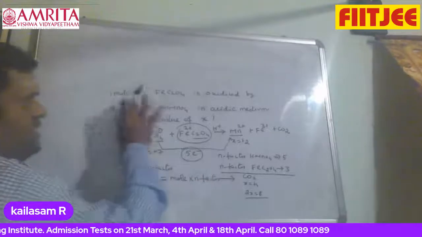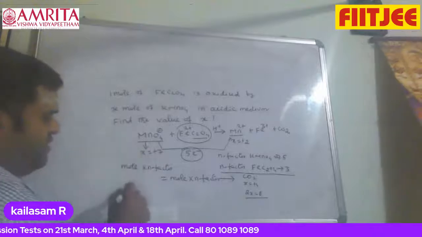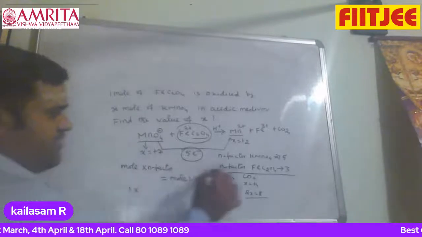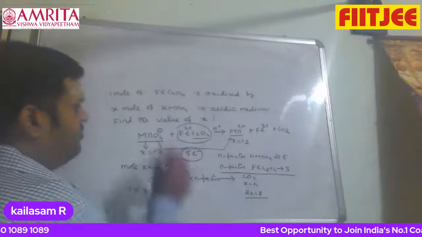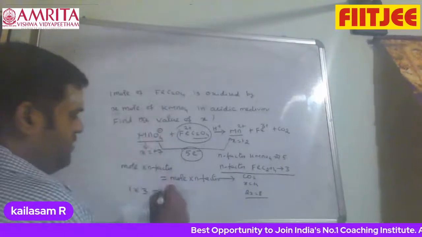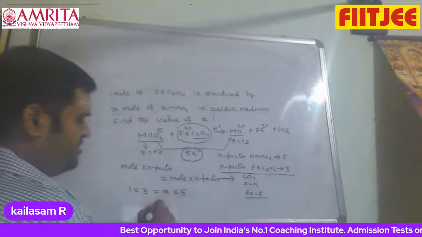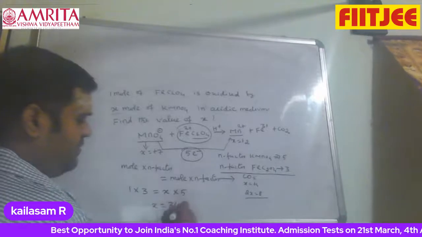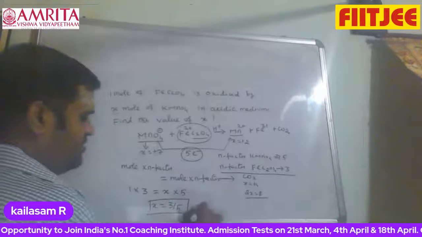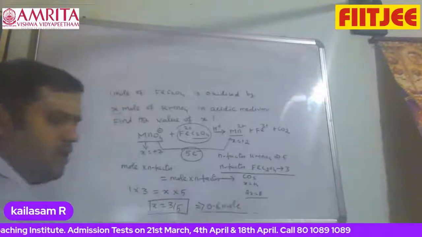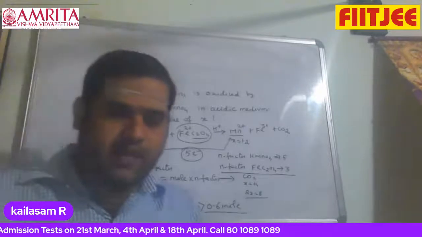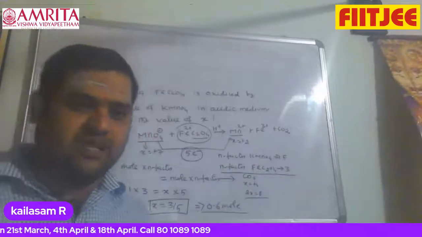Look at this, let us take this is ferrous oxide. Moles of ferrous oxide is 1. What is the n factor of ferrous oxide? 3. Now what is the mole of KMnO4? I given x. What is the n factor? 5. Therefore x is equal to what? 3 by 5. That means you can say as a 0.6 mole. That's all. This is what the JEE mains question may expect like this. Can we go one more question?